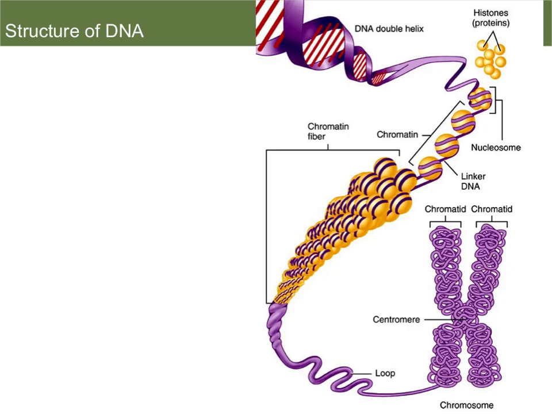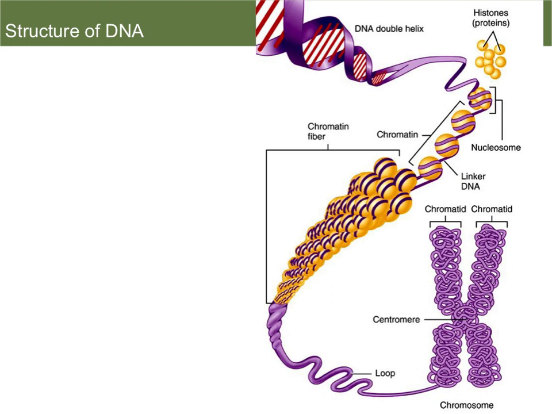Now, when we're talking about chromosomes, we're talking about a very compacted, very organized structure of our DNA. So if you look here at the top, you can see DNA in the way that you're used to seeing it, in this double helix form.